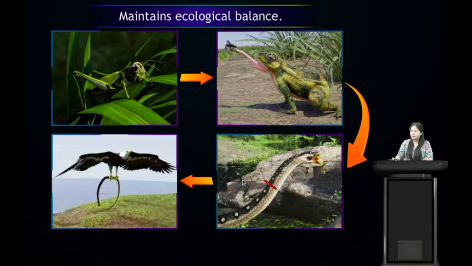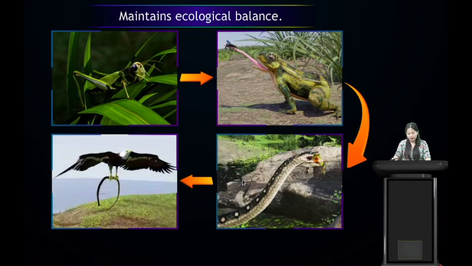For example, if there is no snake to eat frog, then there will be a large number of frogs which will disrupt or disturb the ecological balance. If there is no eagle to feed on snake, there will be a large number of snakes. Yes, so there will be no balance in the ecosystem. So these forests, the varieties of plants and animals which are in the forest, also help in maintaining ecological balance.